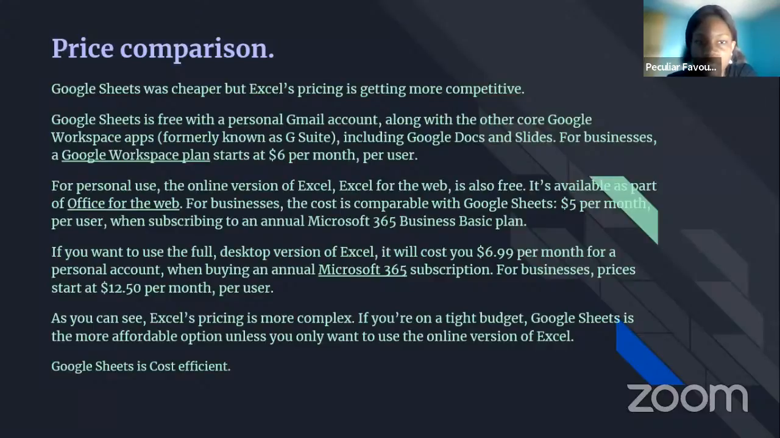For businesses, a Google Workspace plan starts at $6 per month per user. For personal use, the online version of Excel for the web is also free. It's available as part of Office for the web for businesses. The cost is comparable with Google Sheets, $5 per month per user when subscribing to an annual Microsoft 365 Business Basic plan. If you want to use the full desktop version of Excel, it will cost you $6.99 per month for a personal account. When buying an annual Microsoft 365 subscription for businesses, prices start at $12.50 per month per user.